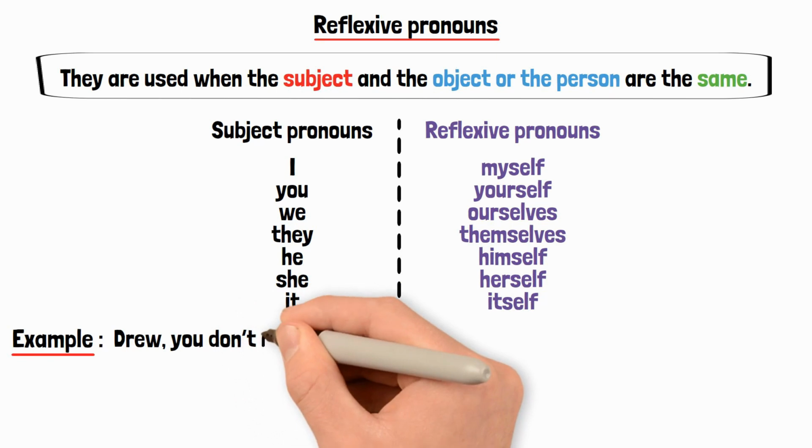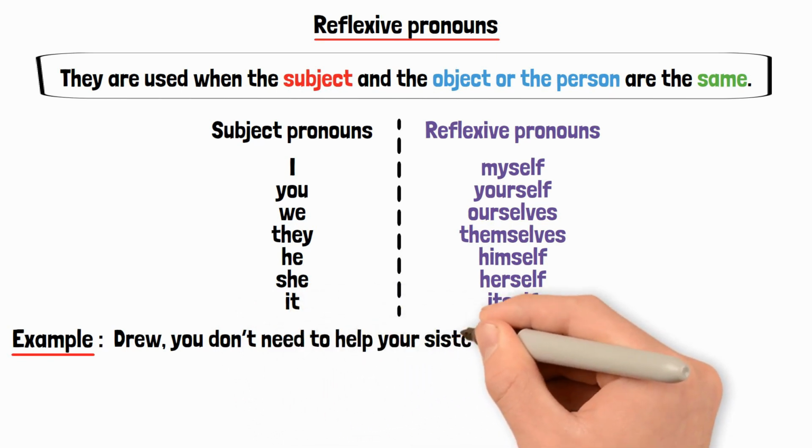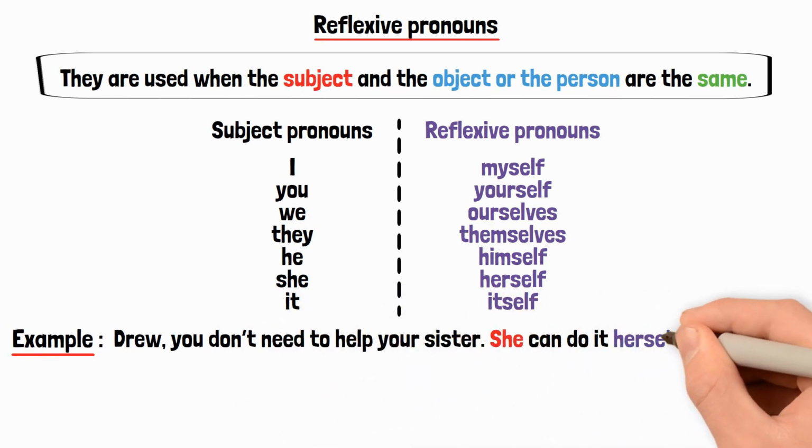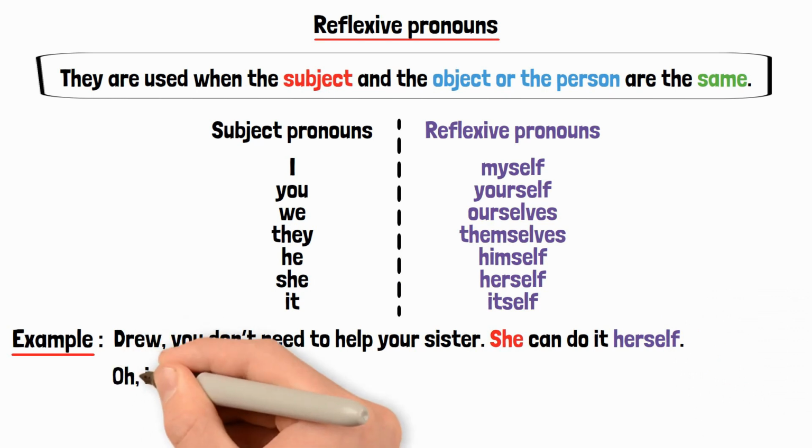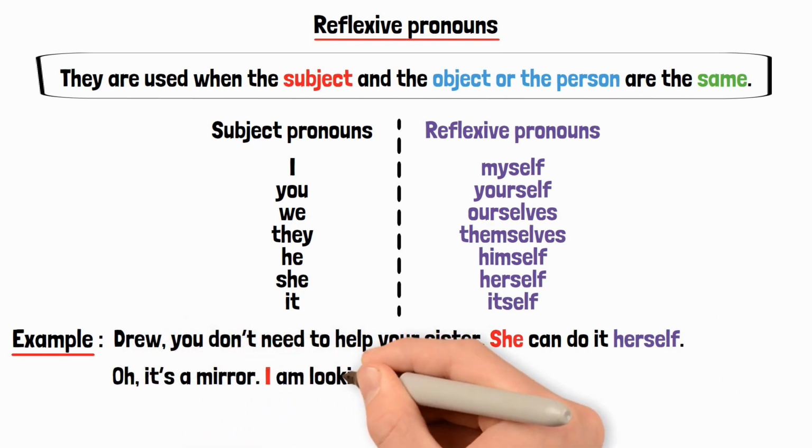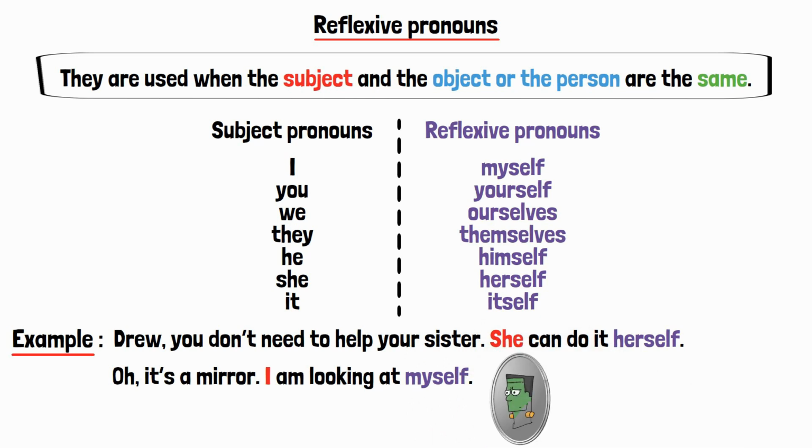Drew, you don't need to help your sister. She can do it herself. Oh, it's a mirror. I'm looking at myself.